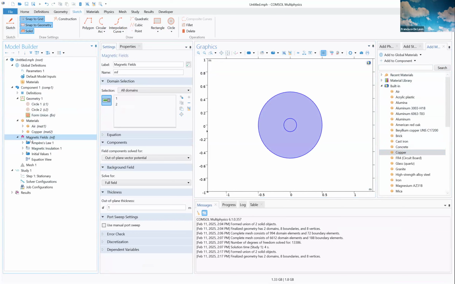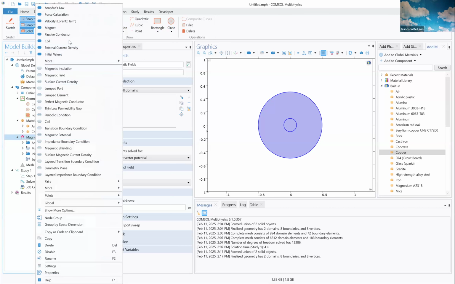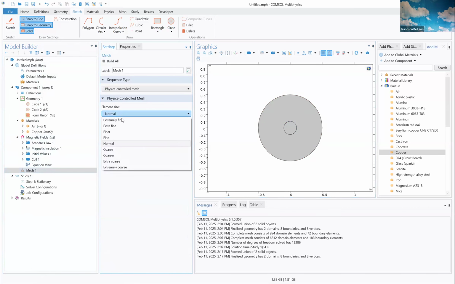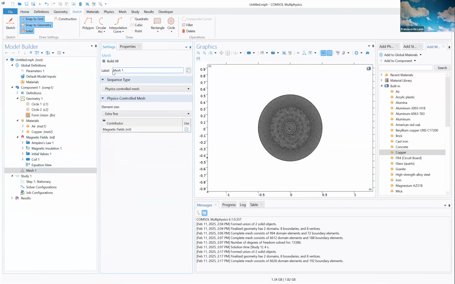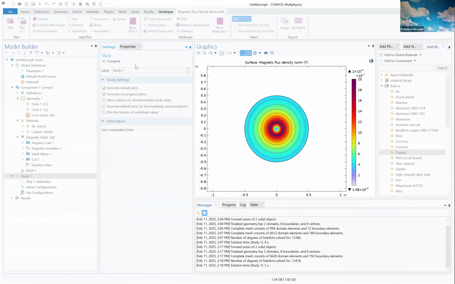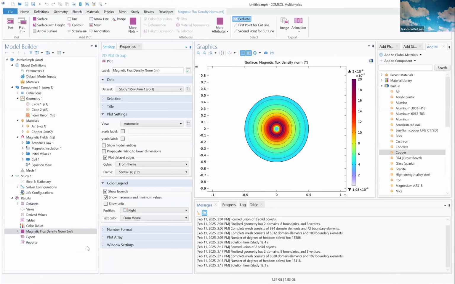Now here we have a different option. Previously we had electrostatics, but here we have magnetic fields. Just right click it, and there is the option coil. That's the coil, and then the same way we did the mesh and the study. Okay, so that is the magnetic flux density norm.